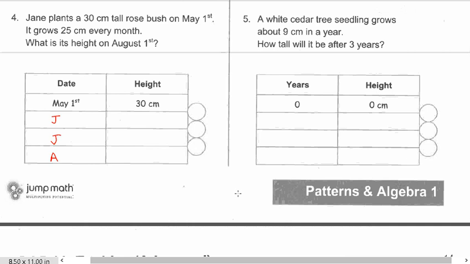And number 5, a white cedar tree seedling grows about 9 centimeters in a year. How tall will it be after 3 years? And so you continue the pattern for years and height of this cedar tree seedling.